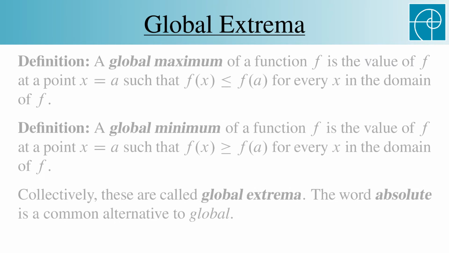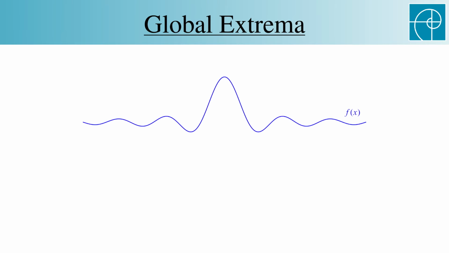Let's look at an example. This function has a global maximum at this peak and a global minimum here. It's not a problem that the global minimum is achieved in two places. It's still the smallest value that f achieves, and that's what really matters.